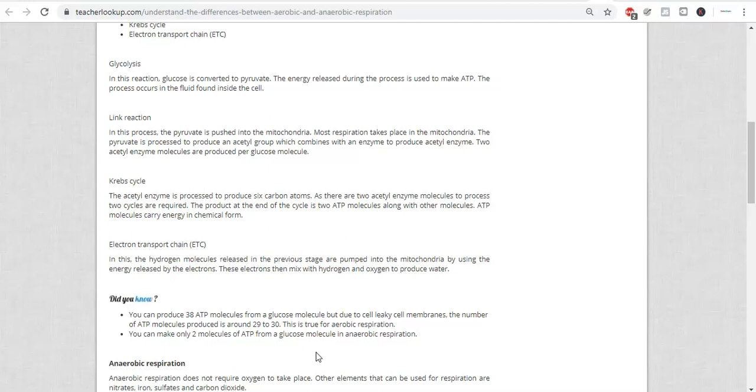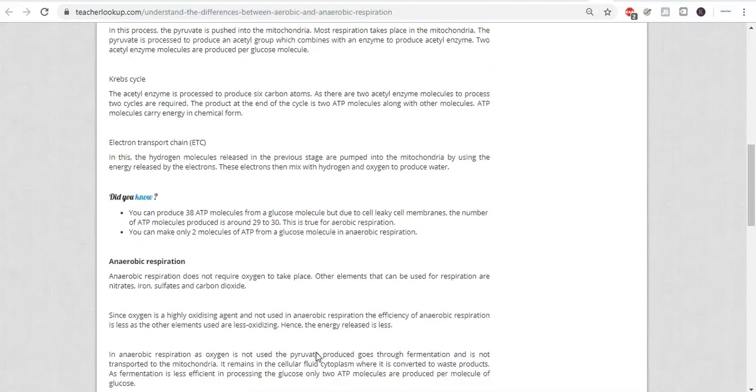Link reaction. In this process, pyruvate is pushed into the mitochondria. Most respiration takes place in the mitochondria. The pyruvate is processed to produce an acetyl group, which combines with an enzyme to produce acetyl enzyme. 2 acetyl enzyme molecules are produced per glucose molecule.